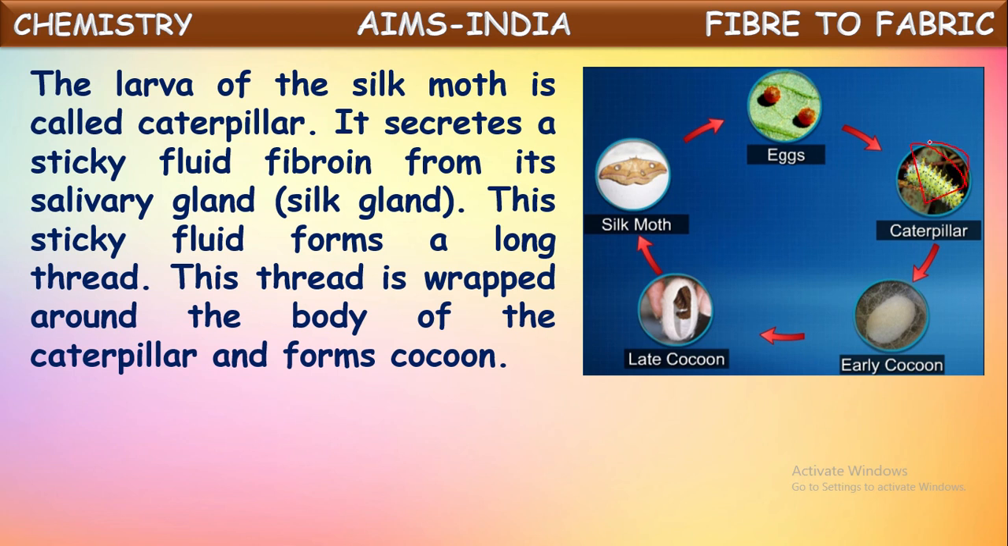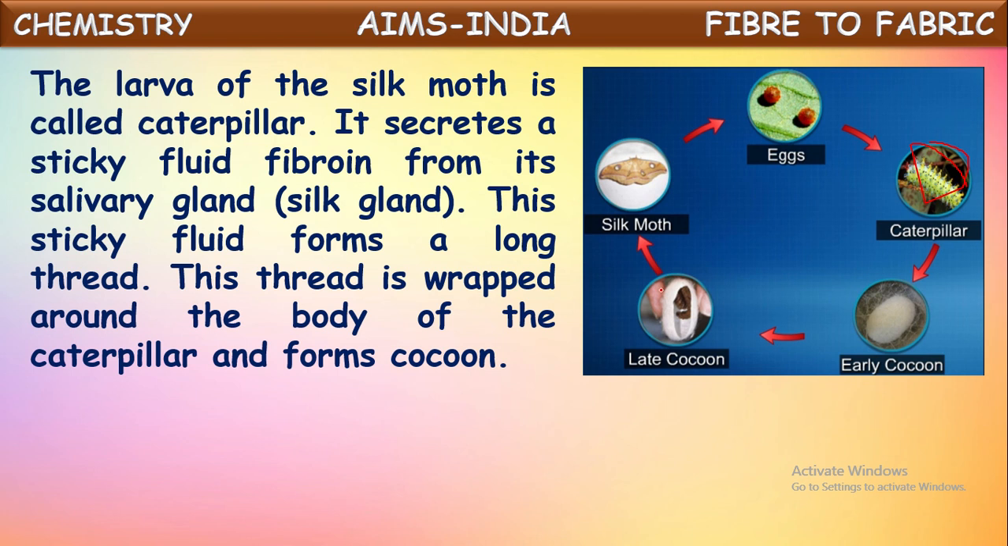It secretes a sticky fluid fibroin from its salivary gland. So it releases certain sticky fluid from its mouth. This sticky fluid forms a long thread. Continuously it releases some sticky fluid from its mouth, and that sticky fluid converts into long thread. This thread is wrapped around the caterpillar's body and forms cocoon. In this way, cocoon is formed.